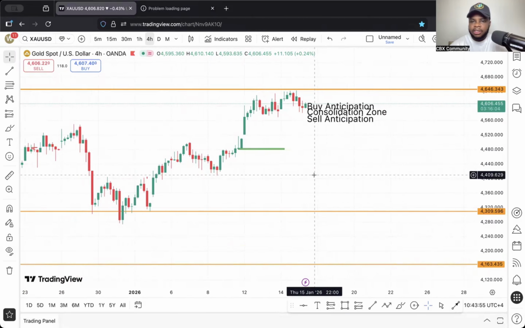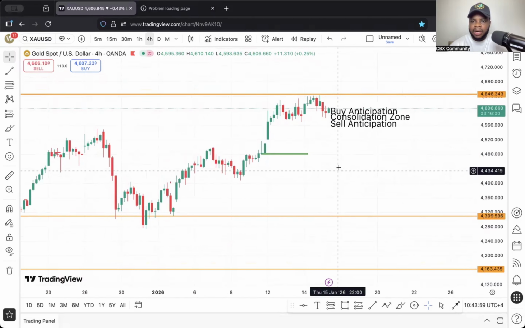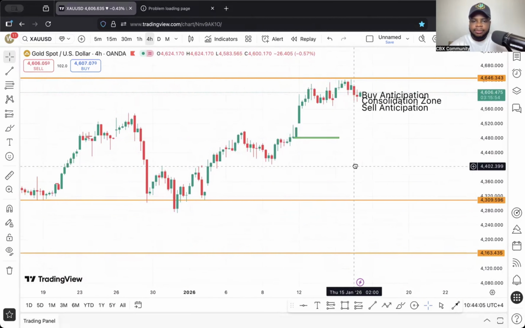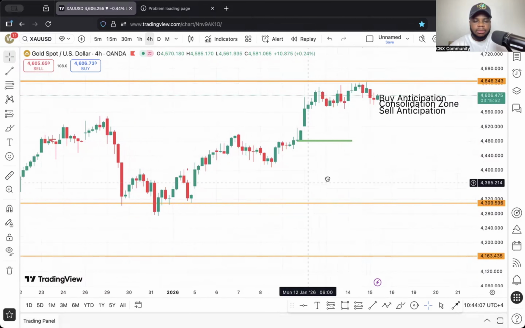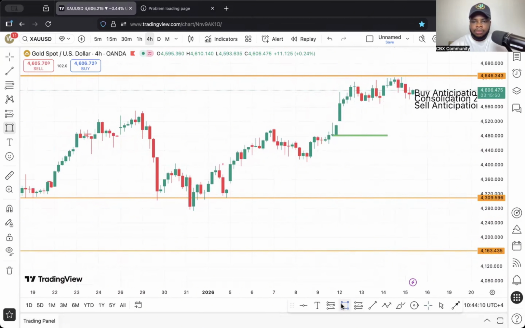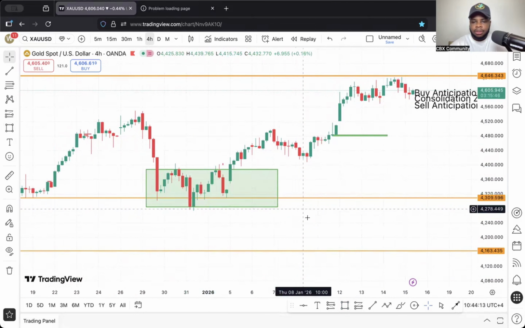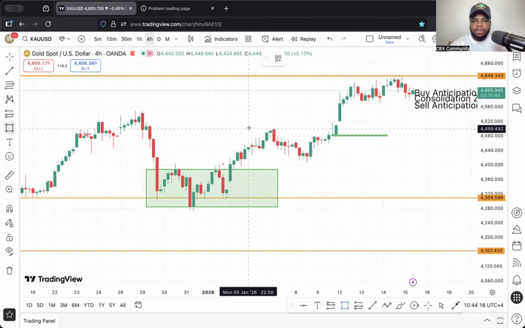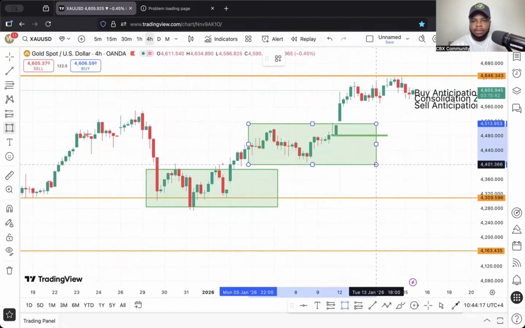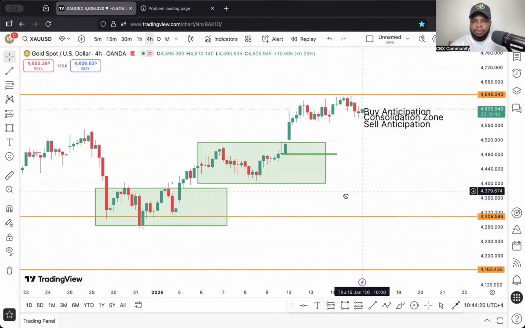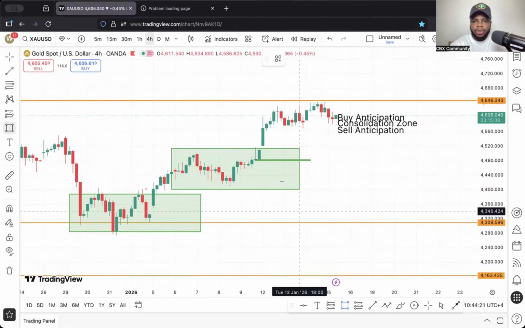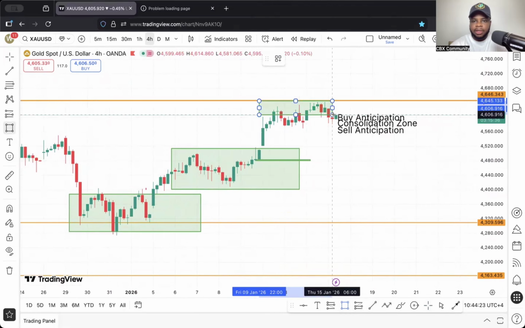So this is the 4 hours time frame. Looking at the condition of the 4 hours time frame, it's very clear for us to identify a consolidation zone. Let me show you guys. We have a consolidation zone over here. We have a consolidation zone over here. We also have a consolidation zone over here.